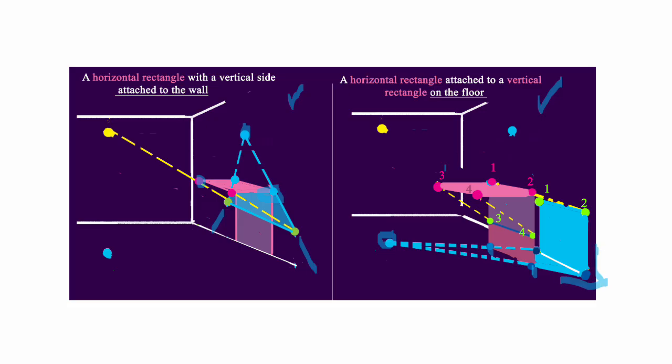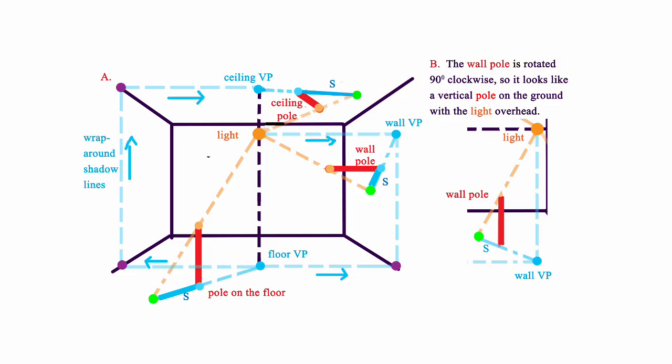Now this time there are four floating corners. So corners 1 and 2 have light rays that go to these intersections on the wall, while the front corners 3 and 4 go to intersections that are on the structure itself. Here is the same scenario, and we found the wall vanishing point on the wraparound level with the light, and it causes the shadow for the pole on the wall.